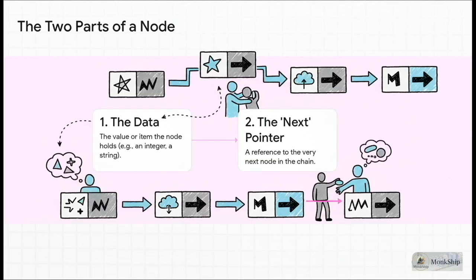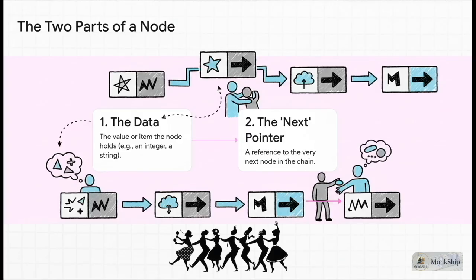First, it holds a piece of data. Could be a number, a string of text, whatever. Second, it holds a pointer, basically an arrow that points to the very next node in the sequence. It's kind of like a person in a conga line, right? They're part of the dance, but they've also got their hands on the shoulders of the person in front of them, showing you exactly where to go next.